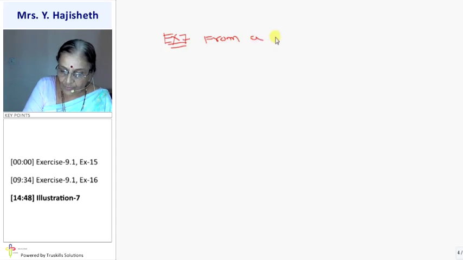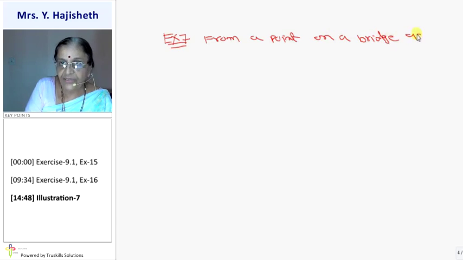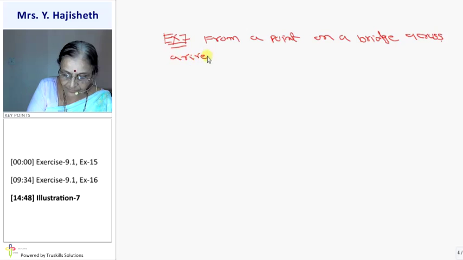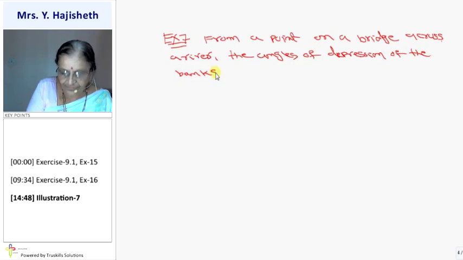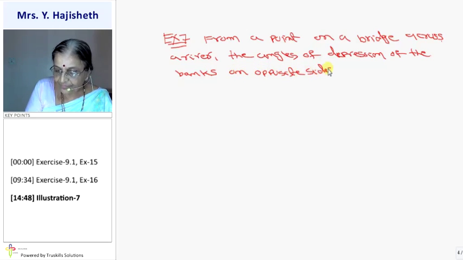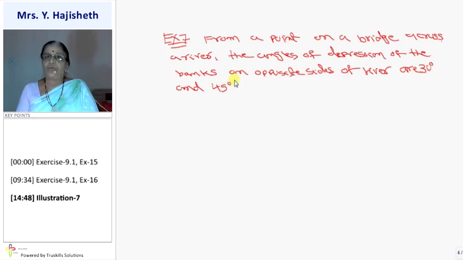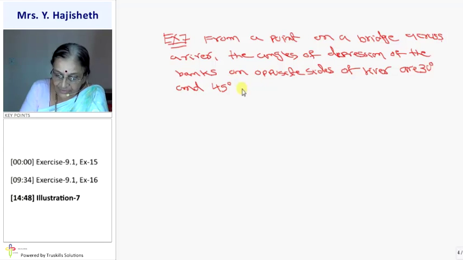From a point on a bridge across a river, the angle of depression, not elevation, angle of depression of the banks on opposite sides of a river are 30 degree and 45 degree. मतलब जो एंगल ऑफ डिप्रेशन है, from a point on the bridge across the river, the angle of depression of the banks on the opposite side of river are 30 degree and 45 degree respectively.